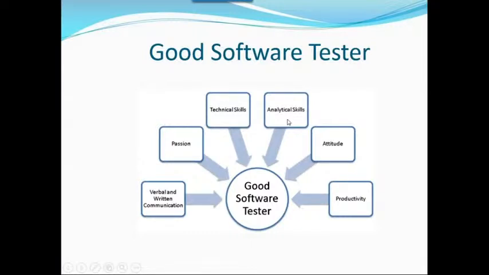What is called analytical skills? You need to observe things, not only go with things blindly. You need to analyze things. You need to think why this defect occurred, what happened, the root causes. You need to identify the root cause for the defect. And passion, you need to love the job. If you love the job, you can enjoy that job. So first you need to love the job.